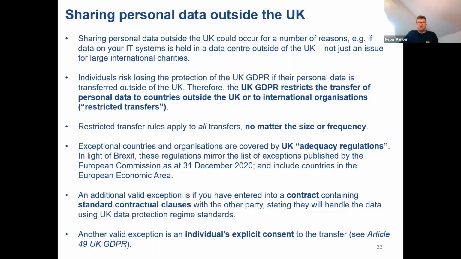Finally, if you're making a restricted transfer that is not covered by the UK adequacy regulations, nor an appropriate safeguard, then you can only make that transfer if it is covered by one of the exceptions set out in Article 49 of the UK GDPR. Exceptions include where the individual has given his or her explicit consent to the restricted transfer.